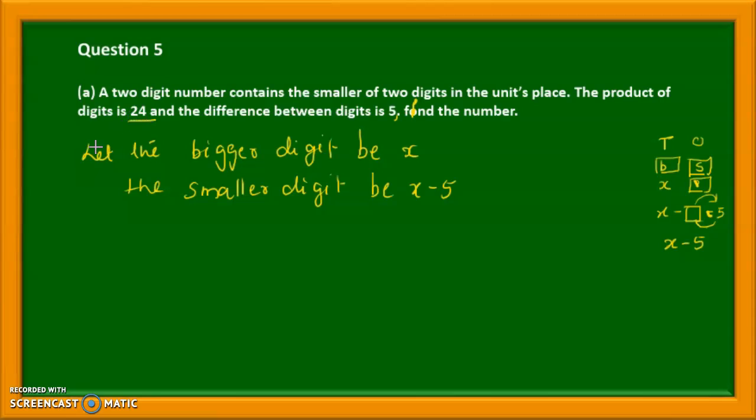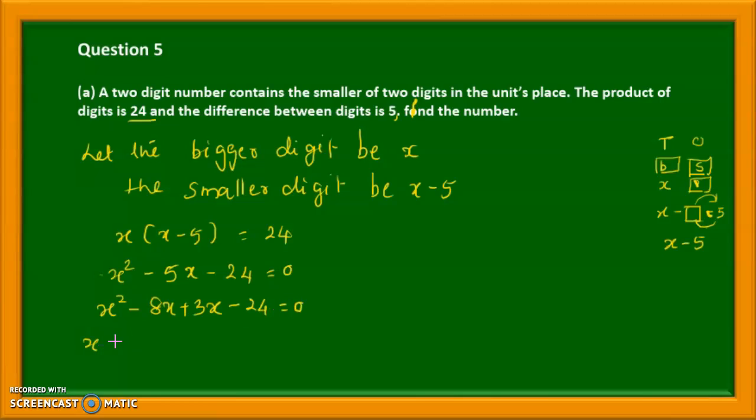Now another condition is given: the product of both these digits, if we multiply, will be 24. So x into x minus 5 is equal to 24. Opening this bracket, you will get x square minus 5x. Taking 24 to the other side, minus 24 equal to 0. So factorizing by splitting the middle term, x square minus 8x plus 3x gives minus 5x, and minus 8 into 3 gives minus 24, equal to 0.